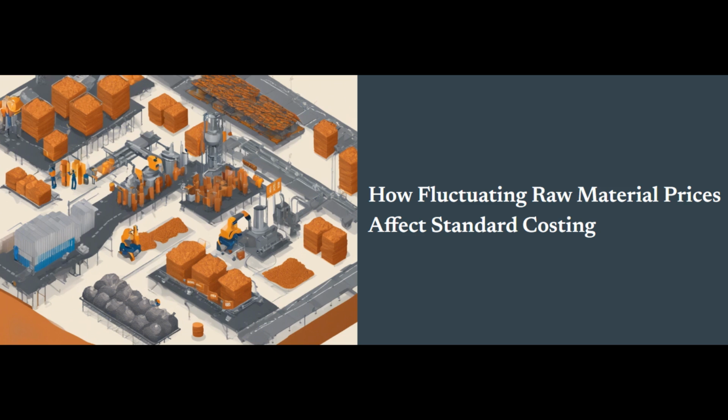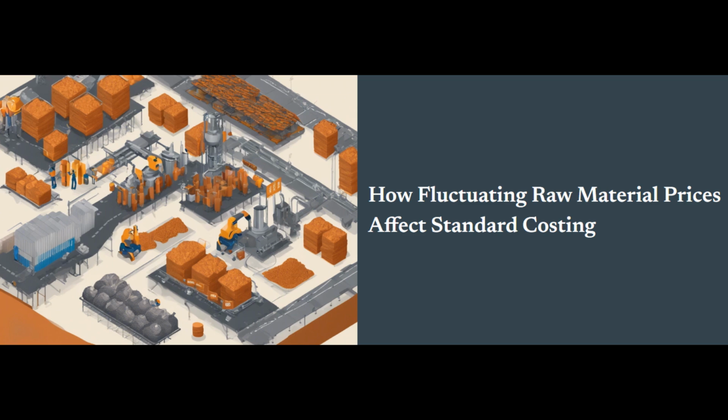Complexity of cost structures. In some industries, the cost structure for raw materials can be quite complex, with multiple variables influencing the final price. For example, the cost of a particular metal may depend on factors such as global supply and demand, geopolitical events, and exchange rates. This complexity can make it difficult to establish accurate cost standards and track variances effectively.